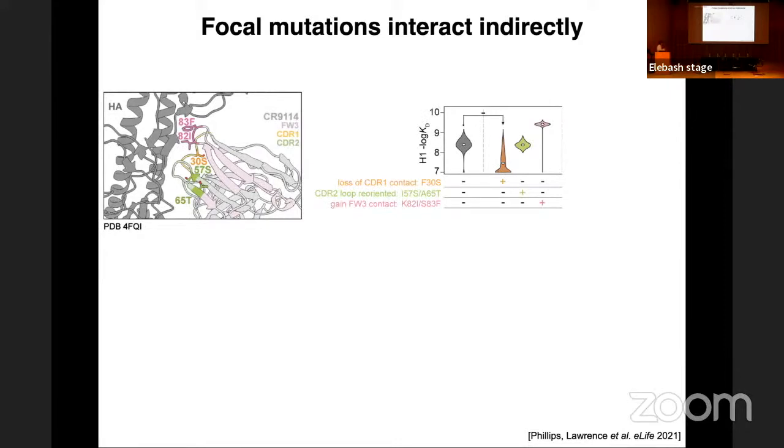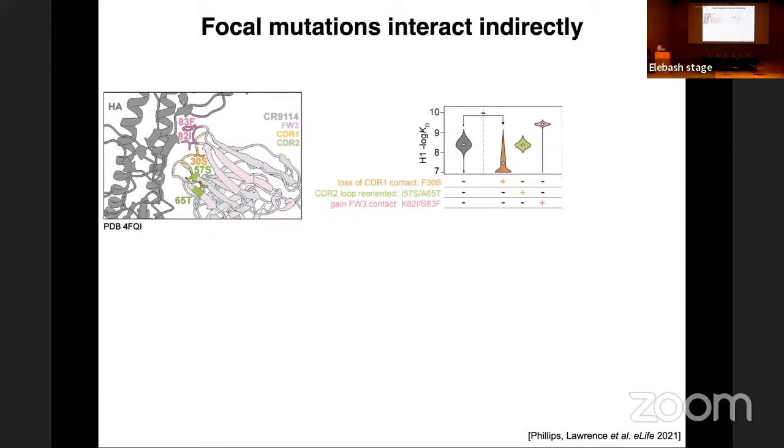This mutation at 30, which was one of the ones that I showed you in that landscape, if it occurs in the germline background, it really decreases the binding affinity. So it's bad in that context for the antibody because it causes the antibody to lose this contact with the hemagglutinin. On the other hand, you can get these two other mutations shown in green.